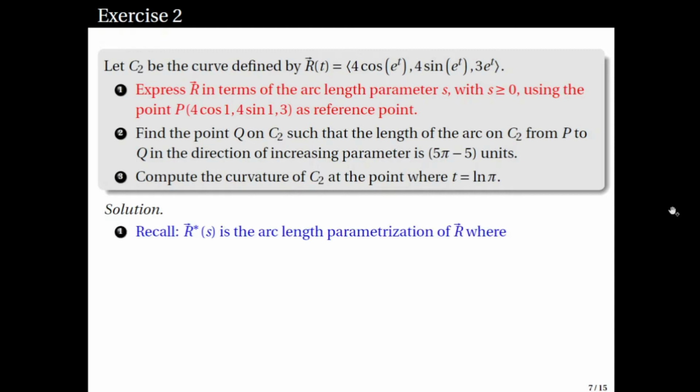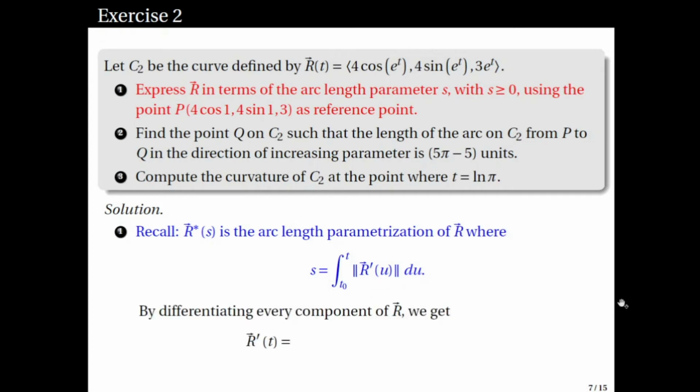So what we need to do here is to reparameterize r in terms of s, where s here is equal to this integral, and this is precisely the arc length on the curve C2 from the reference point at t0 to any point at t. So that's why this is called the arc length parametrization. To get the arc length parametrization, we need two things. Based on the formula, we need the norm of r prime and t0.